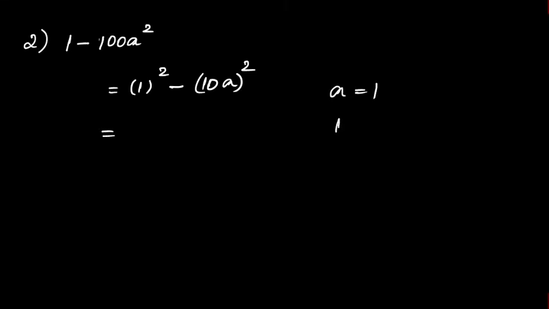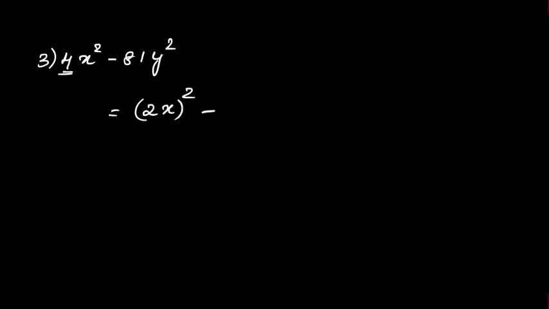Second question, factorize 1 minus 100 a square. So 1 you can write it as 1 square minus 100 you can write it as 10 square. So already you have a square there, so 10a the whole square. So we have a formula, that is a square minus b square is a plus b into a minus b. Here a value is 1 and b value is 10a. So we get 1 plus 10a into 1 minus 10a.